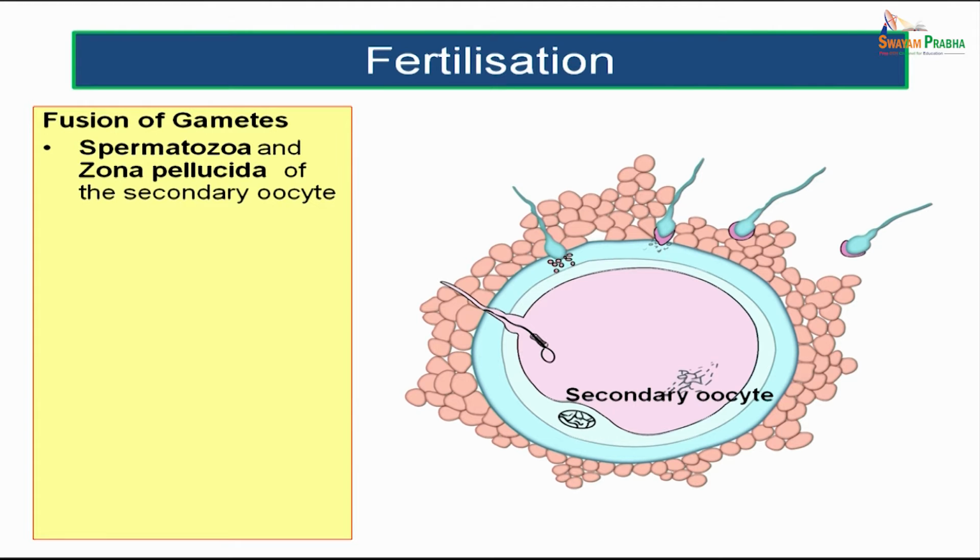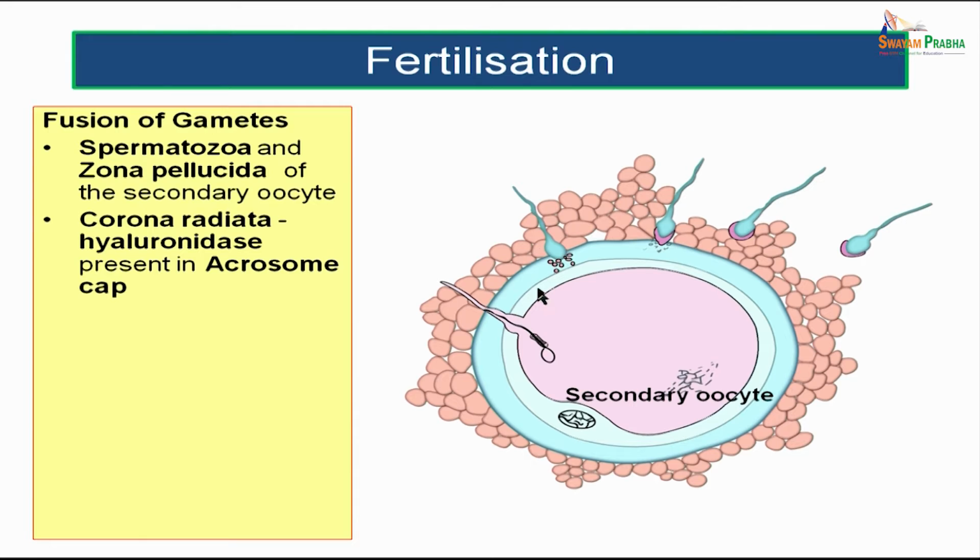Now it's time for the fusion of gametes. The spermatozoa and the zona pellucida of the secondary oocyte. You have to remember that at the time of ovulation, we have the secondary oocyte and one polar body, the first polar body. The spermatozoa will fuse with the zona pellucida, which covers the secondary oocyte. In order to fuse with the zona pellucida, the corona radiata has to be removed. Only then can the sperm reach the zona pellucida.